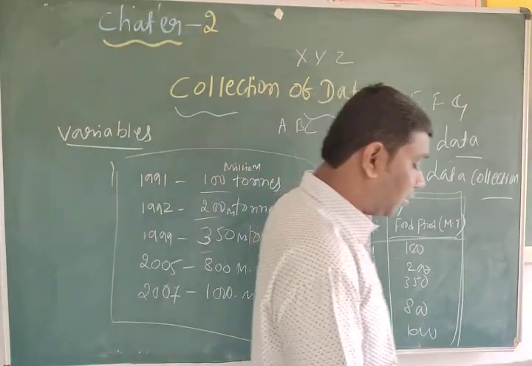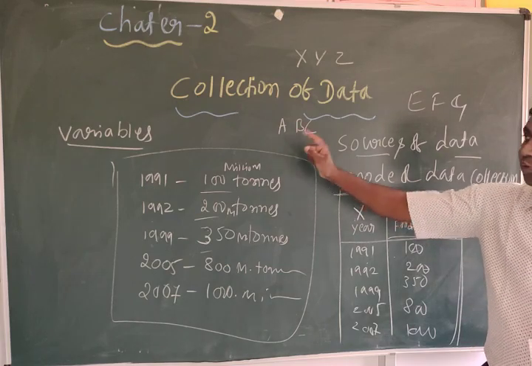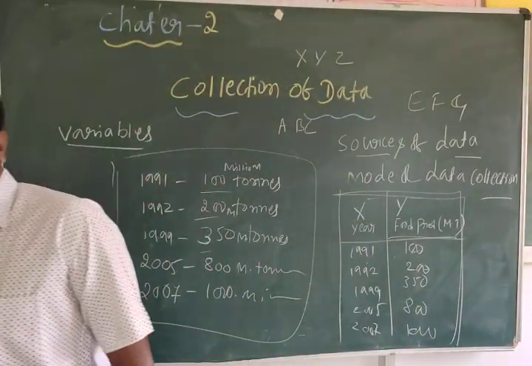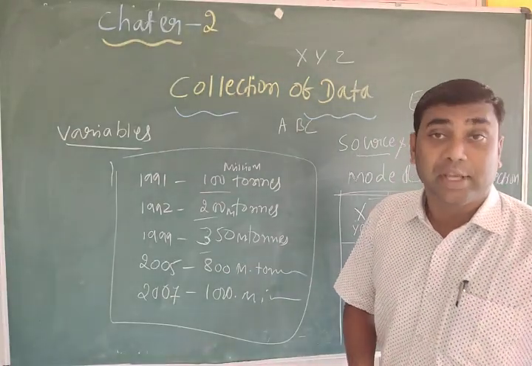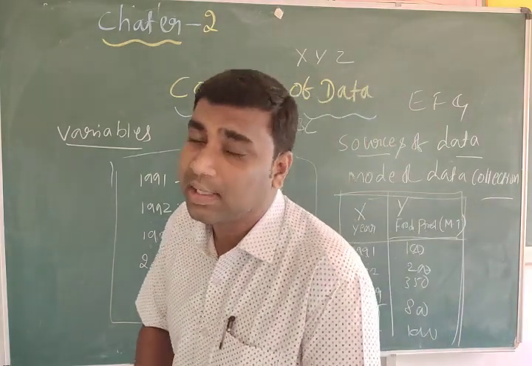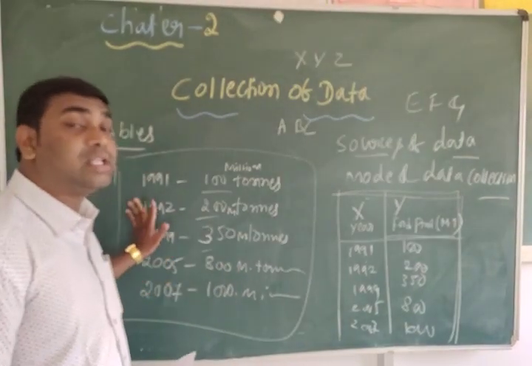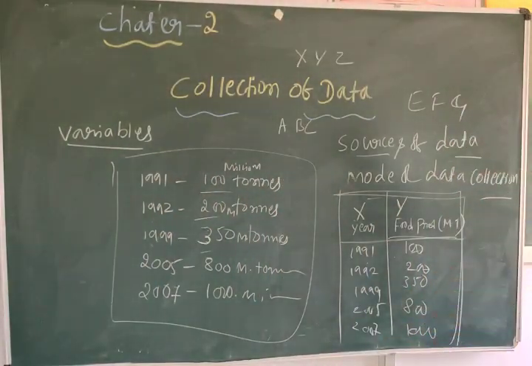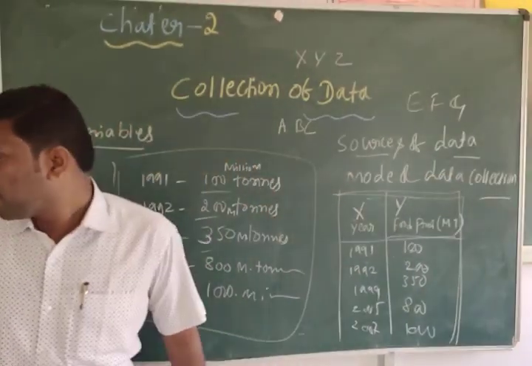Okay, so in this chapter we are going to discuss collection of data. Under that, just now I explained variables. Variables means those values which are changing. Each value of the variable is an observation. So this is the example of variables. There is no continuation. Here values are changing, even years are changing, even food production quantity is changing. These are called variables.